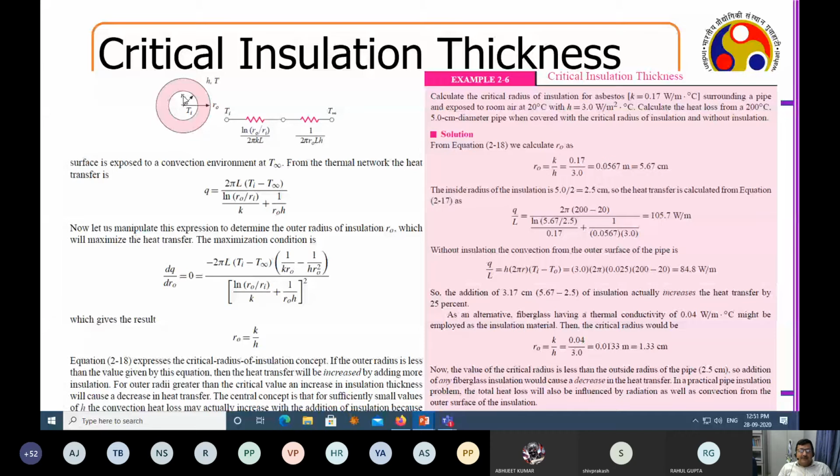So suppose this is the fluid. This ln(R0 by Ri) over 2 pi KL is the resistance against the conduction that is happening in this particular wall. And this other resistance is associated with the fluid coming and taking the heat out, so 1 by 2 pi R0 L H, which is 1 by HA. That is the heat transfer due to the convection that is happening outside.